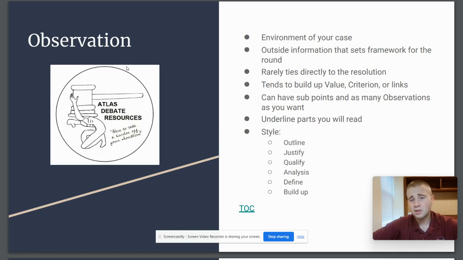In addition, observations can also be used to build up your value criterion or links. It could just simply be outside information, like why justice is such a good value, or why we all deeply care about generosity, or why the duty of government is crucial for society to survive. This is all outside information, but it builds up your value criterion, kind of provides extra evidence.